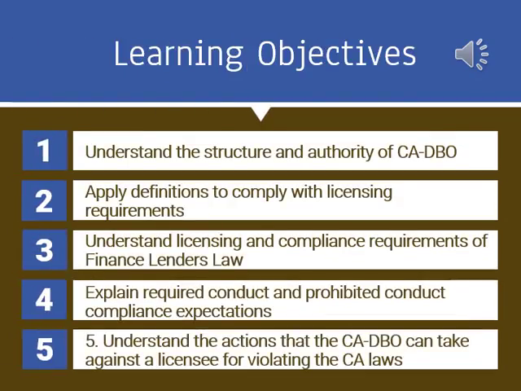Your course learning objectives: 1. Understand the structure and authority of the California DBO. 2. Apply definitions to comply with licensing requirements. 3. Understand licensing and compliance requirements of the Finance Lenders Law. 4. Explain required conduct and prohibited conduct compliance expectations. 5. Understand the actions that the California DBO can take against a licensee or a person who should be licensed for violating the California laws.